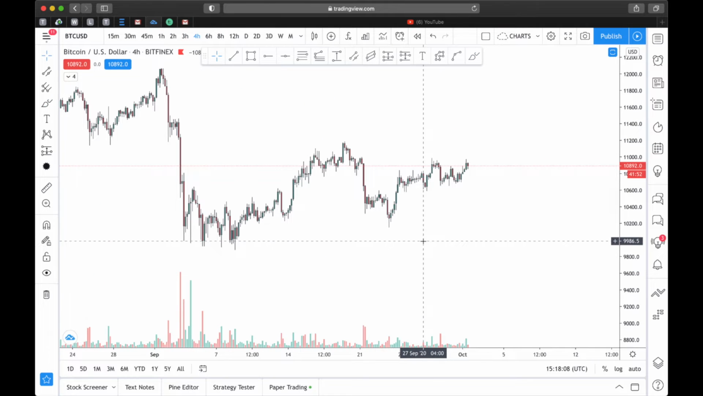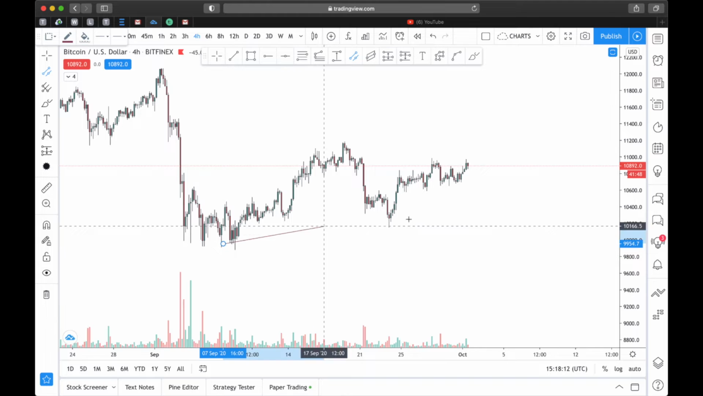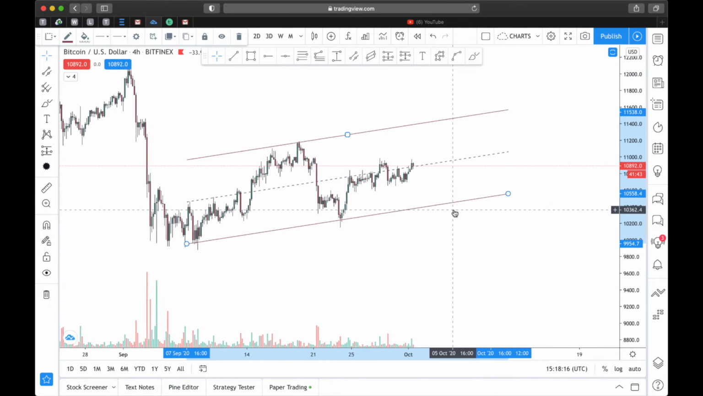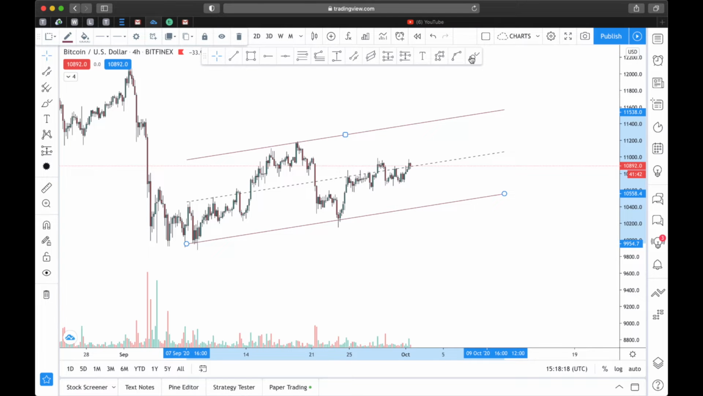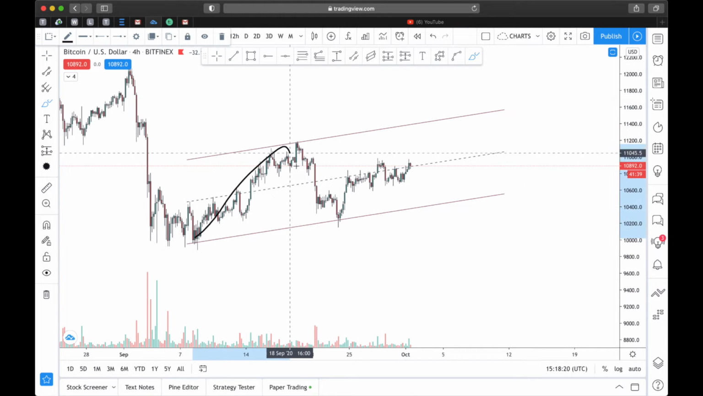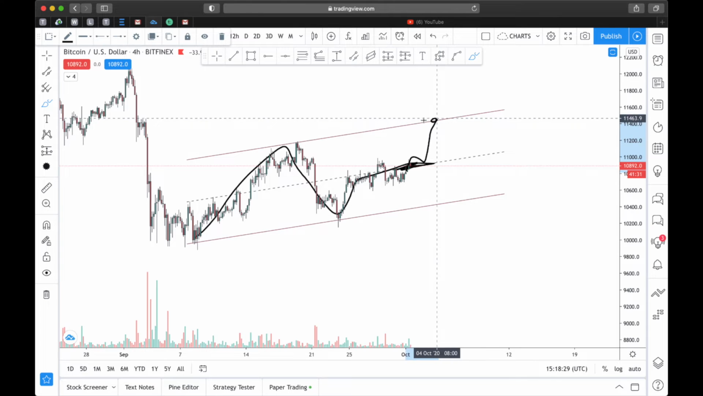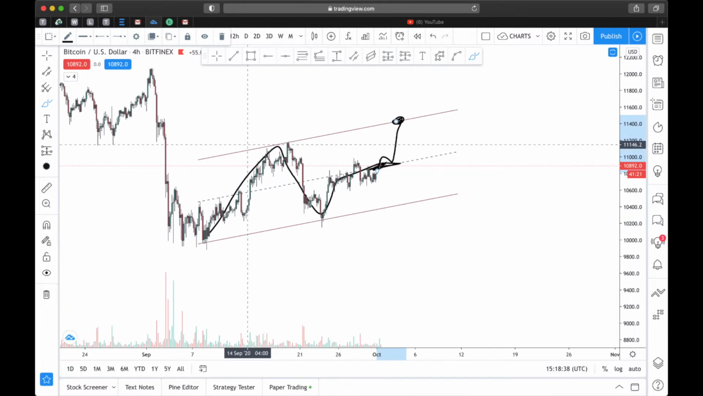So another example of a channel might be this. This is also a channel. So for now, price has been moving in between this channel. There's a midpoint that is currently serving as resistance. So once the resistance is broken, we can start aiming for the upper trend line. This is just another example of a channel. Do you understand this now?